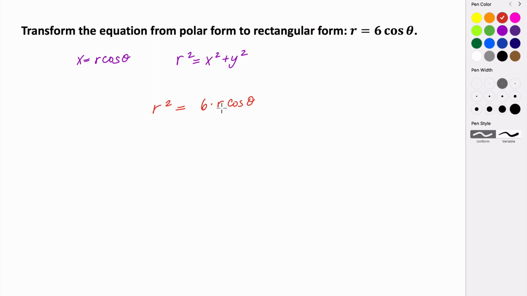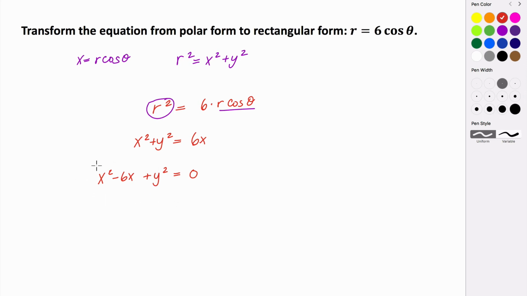Now I know that r cosine theta, this here, is just x, and I know that r squared is x squared plus y squared. So substitute those in. So we have x squared plus y squared equals 6x, and we want to try and graph this. So I'm going to subtract 6x to the other side. So this is going to give me x squared minus 6x plus y squared equals 0. Now, what does this graph look like?